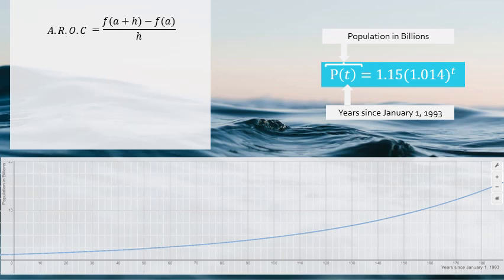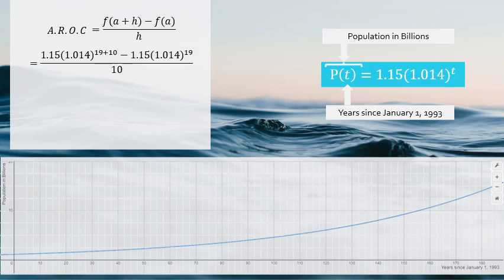As long as we know the value of A and the period that we want to measure the average over, we can use this formula to determine an average rate of change. For example, if we wanted to know the average rate of change between January 1st, 2012 and January 1st, 2022, all we would need to do is set the A to 19 and H to 10 and compute.